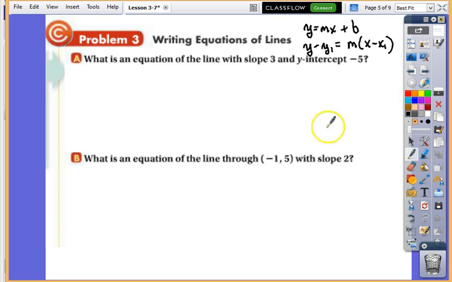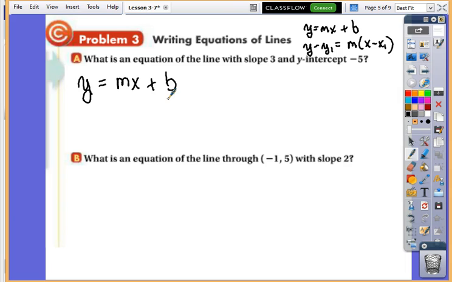Right. This is the slope-intercept form. So when we have a slope and an intercept, we're going to use this form. So the first thing I'm going to do is write y = mx + b. Does anybody have any questions why I picked the slope-intercept form for problem number A? Problem letter A.